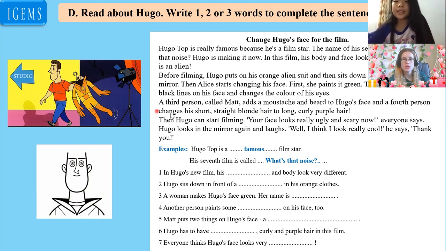And a fourth person changes his short, straight blonde hair to long, curly purple hair. Then Yuko can start filming.